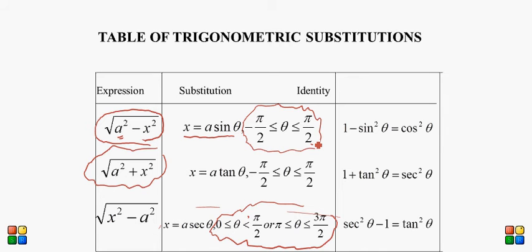I also want to point out that when we look at the ranges of theta, this is not a limitation that was not there before. For example, in the first expression, the square root of a squared minus x squared, let's suppose a is 5. If I have the square root of 25 minus x squared, then x would have to be between negative 5 and 5. That's the domain of the function, because we cannot have a negative under the square root. And so the range here on theta really is not a new restriction that wasn't there before.